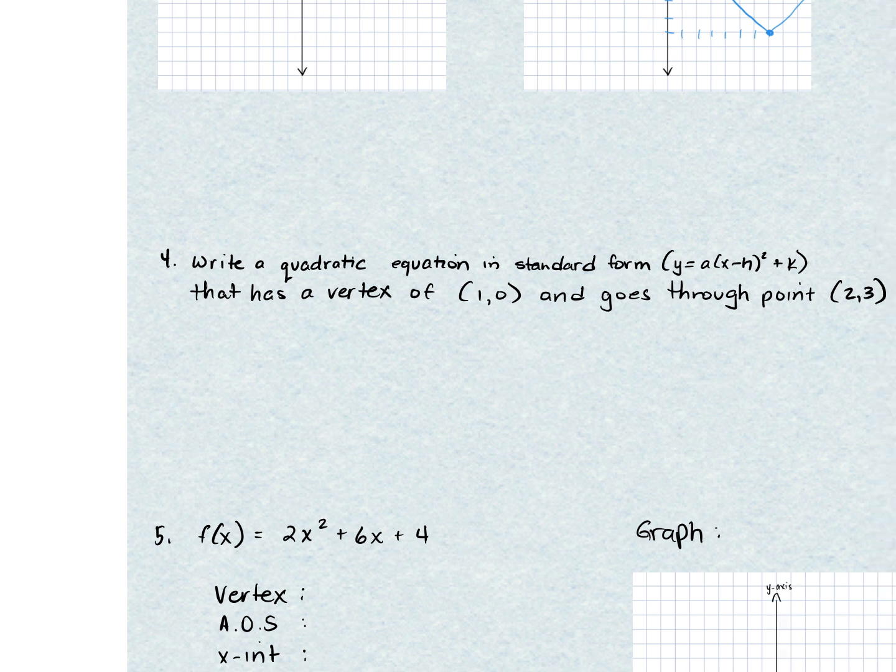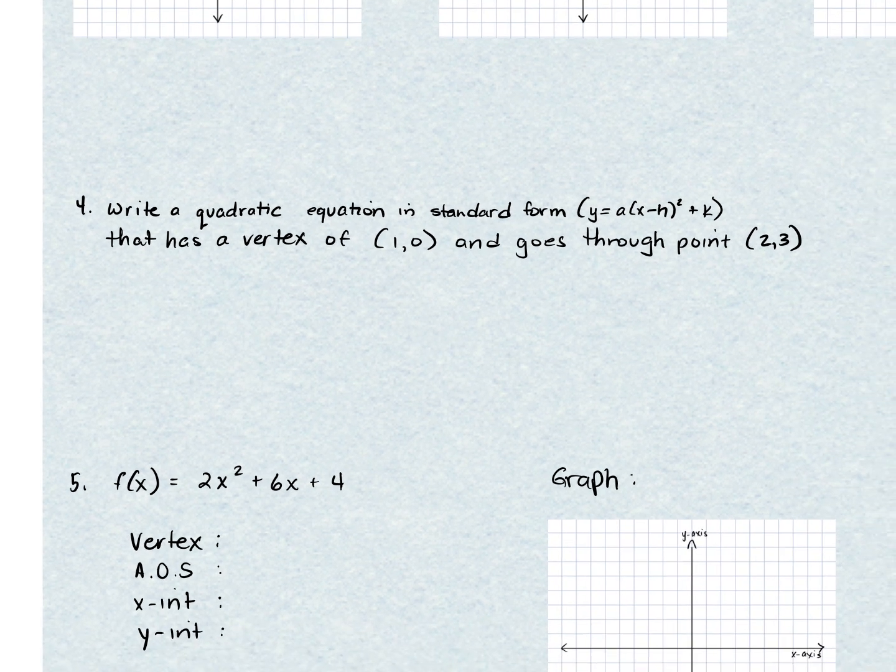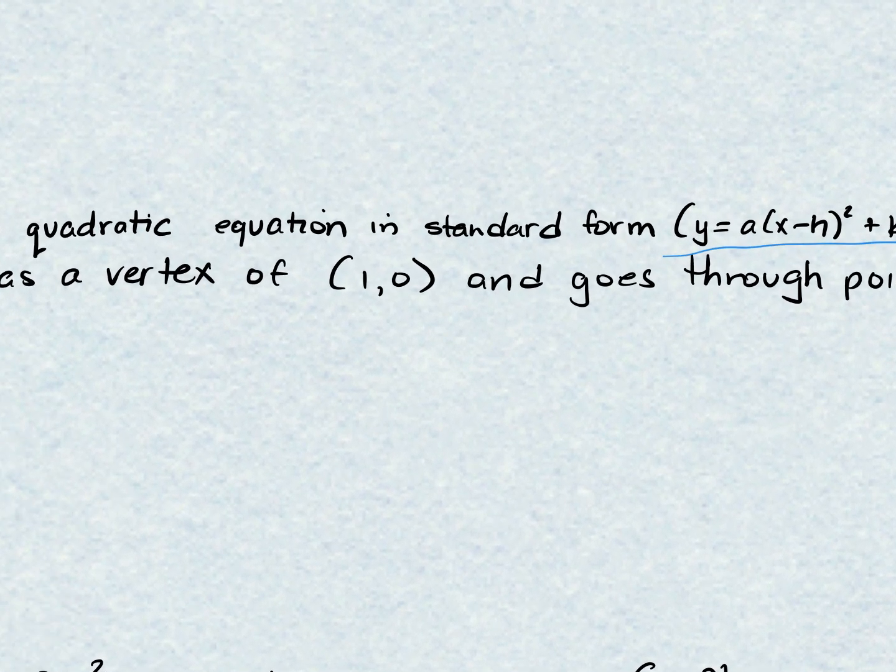You'll get a question like this where we give you a vertex and a point that it goes through, and you're going to have to write the equation of the parabola in standard form. Again, we're going to specify what form we want it in, so you won't have to guess. Let's label any information that we have. Right now we have a vertex. Keep in mind a vertex is written as an ordered pair h comma k.